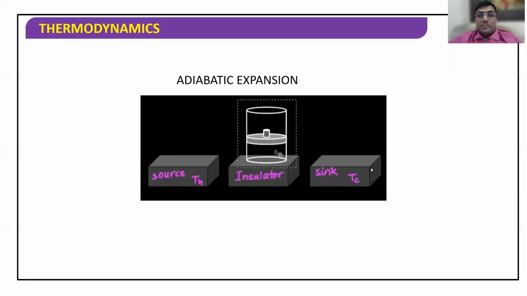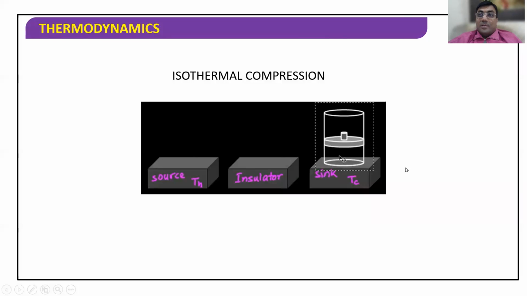Now let us see isothermal compression. In isothermal compression, I'll be bringing the system again to the sink. I'll connect to the sink. Here you should do it on the sink, don't do it on the source. Why, I'll tell you. Listen.